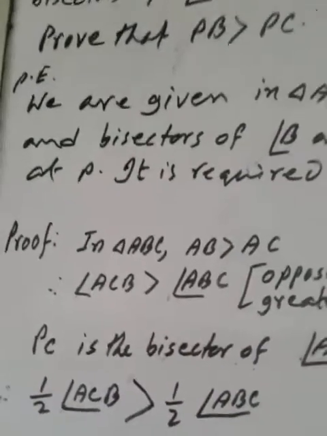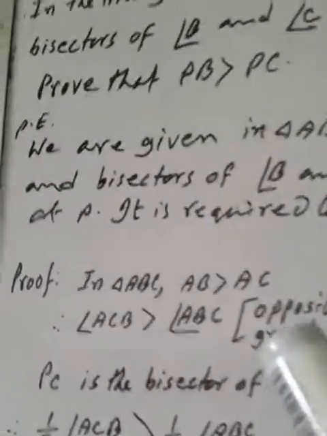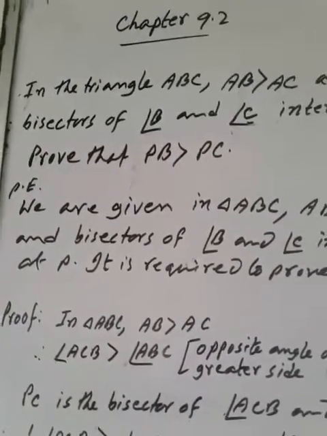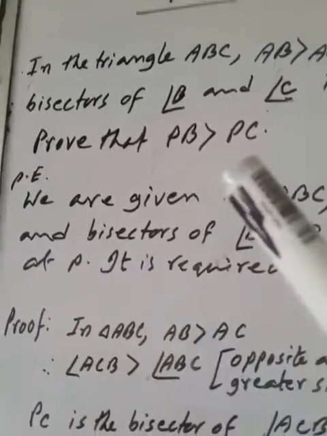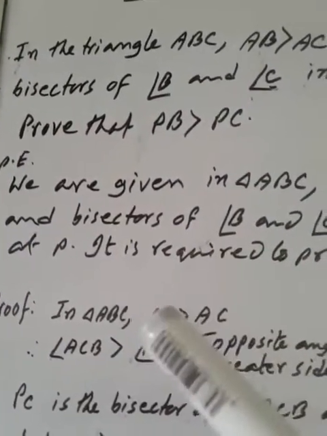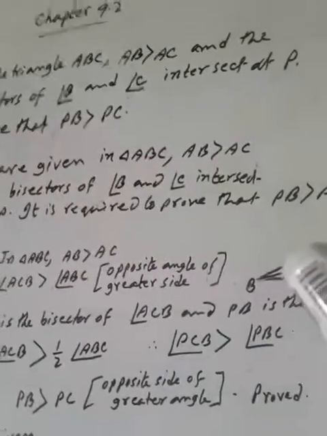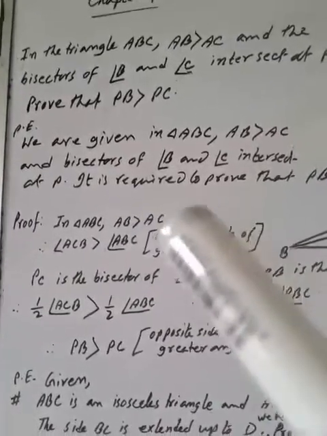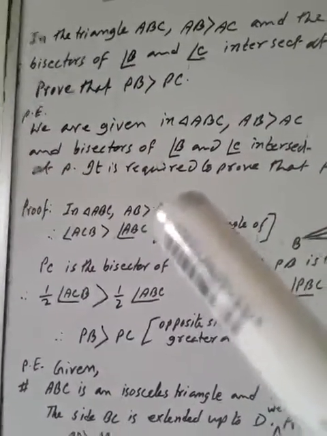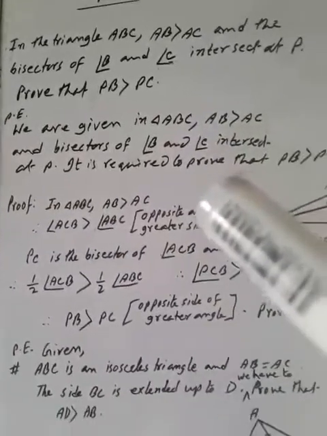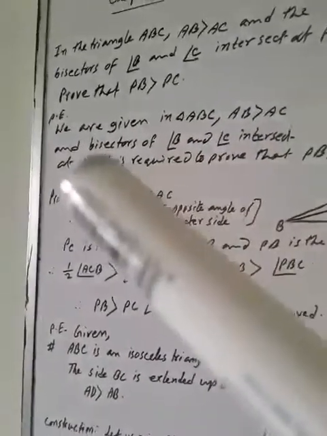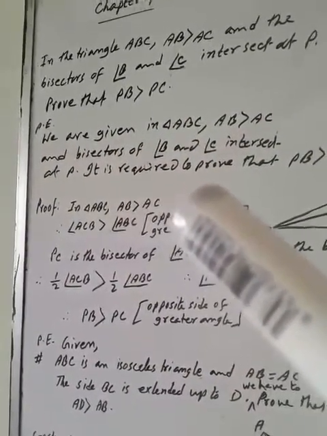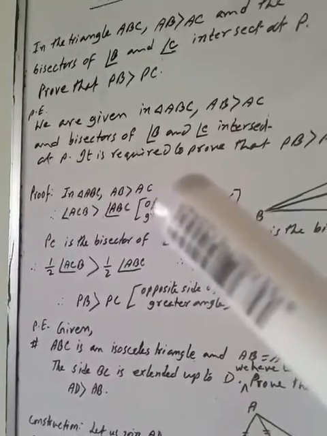This is given, the general enunciation and the particular enunciation. Just like the general enunciation, in the particular enunciation you just have to add "we are given this" and "it is required to prove that". General enunciation and particular enunciation are almost the same. Just in the beginning you have to add "we are given", and in the middle "it is required to prove". This sentence you have to add in the particular enunciation.